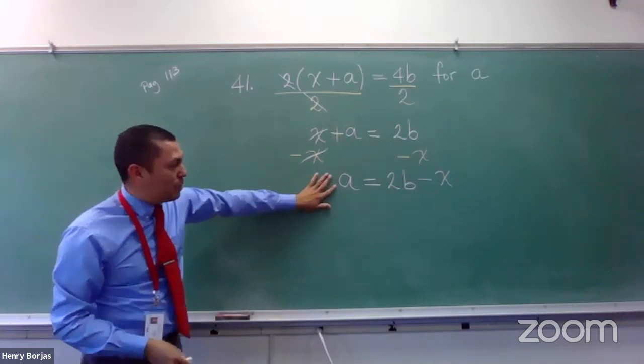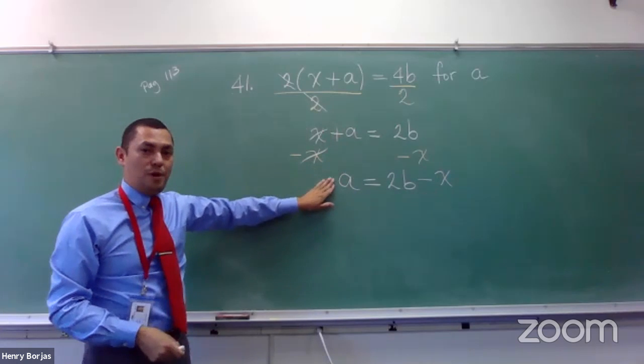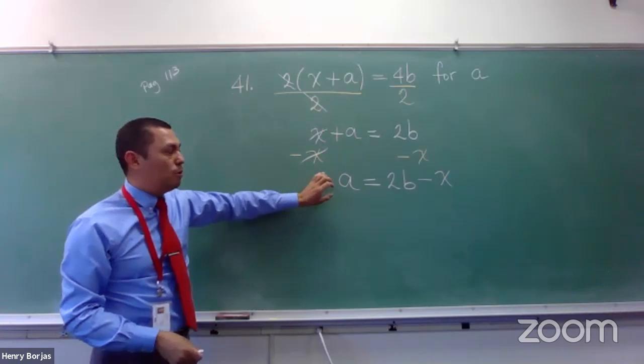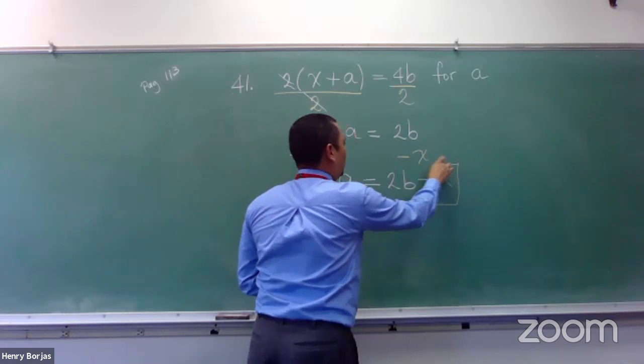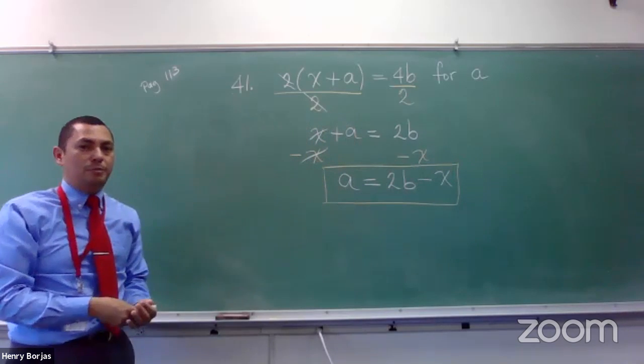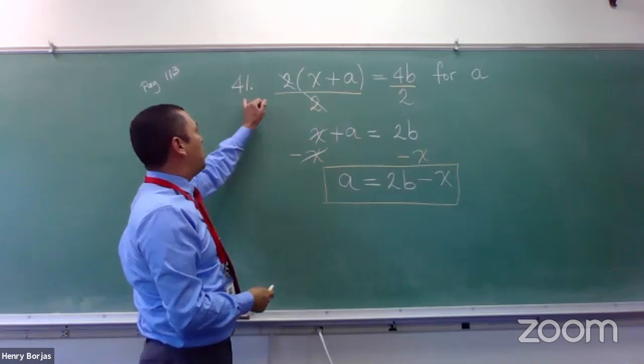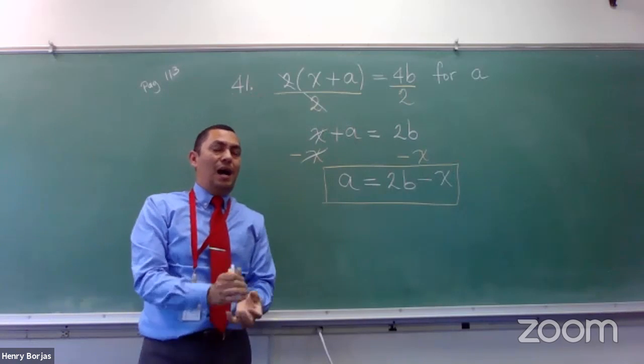And with that, as you can see, there is no number next to a. There is no negative, so we are done. We have a isolated. So this is my solution for problem number 41 in your algebra book.